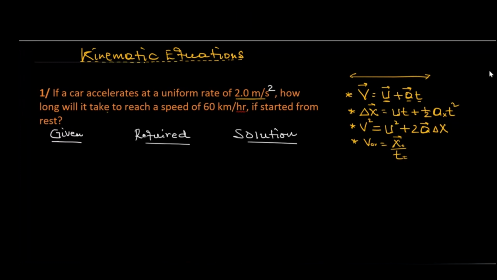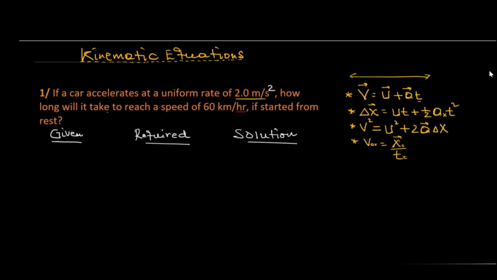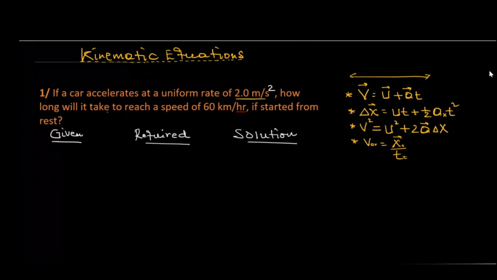The first one is V equals U plus A times T. V is the final velocity, U is the initial velocity, A is the acceleration, and T is the time. The second one is change in X, which is the change in displacement, equals U, the initial velocity, times T plus half of the acceleration in the X direction times T squared.